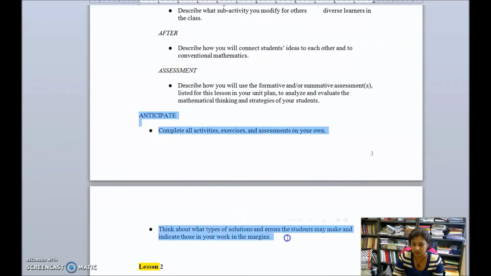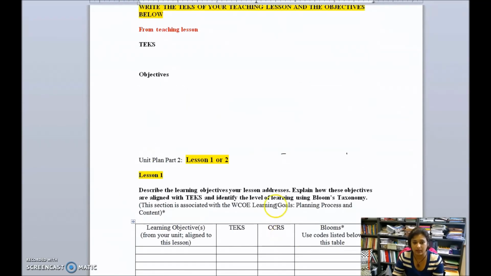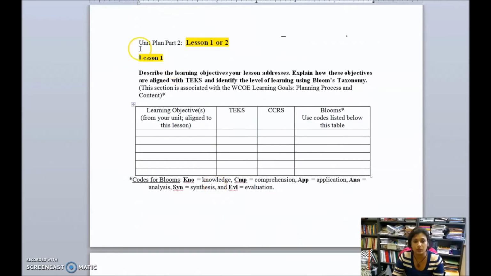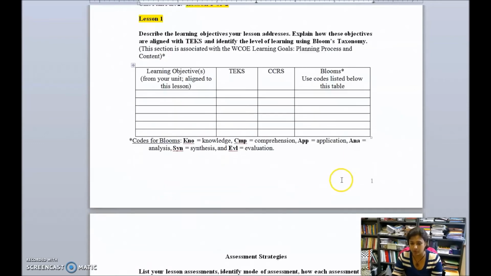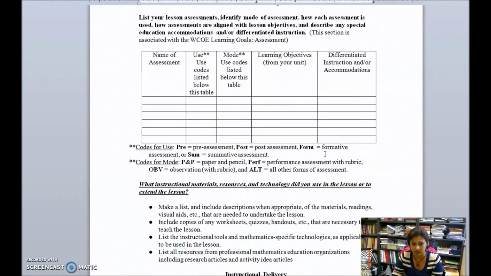is that part goes into here. Okay, so let me go back and then tell you once again. For this, you are doing your TEKS objective from your teaching lesson, because I want to know what was your teaching lesson. And then you are finishing up your lesson 1, finishing up everything about learning objective, TEKS, and this Bloom taxonomy, assessment, and this whole table will be filled.